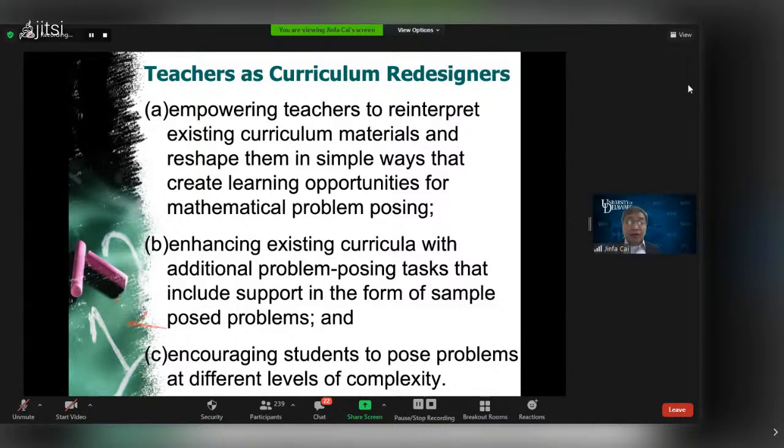Third strategy is encouraging students to pose problems at different levels of complexity. For example, give them a situation and say, pose an easy problem, pose a moderately difficult problem, and then pose a difficult problem.